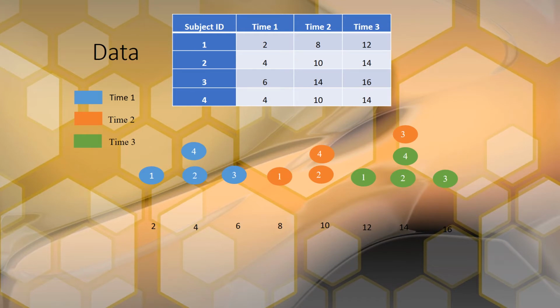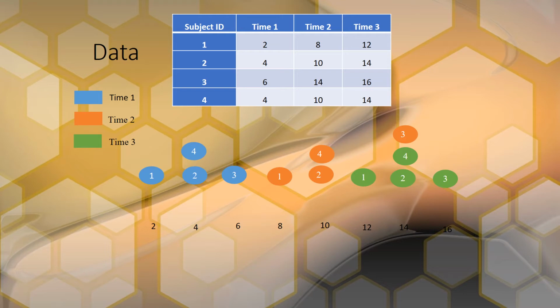And down here I have dots to represent the data. So in blue we have time point 1, in orange we have time point 2, and green we have time point 3. And then on the dots we have numbers to represent their subject IDs. So you can see that for time point 1, the scores tend to be sort of low, and then for time point 2 they tend to be sort of in the middle, and for time point 3 they tend to be the highest.